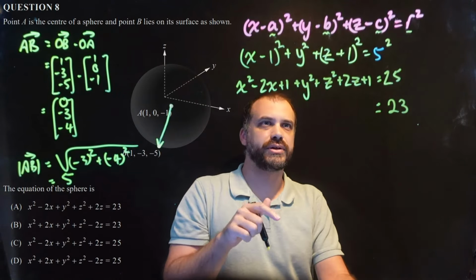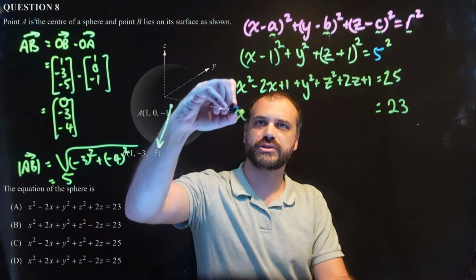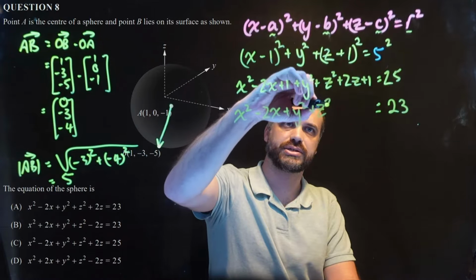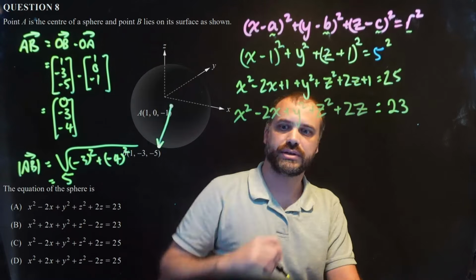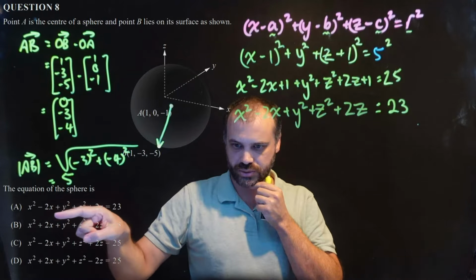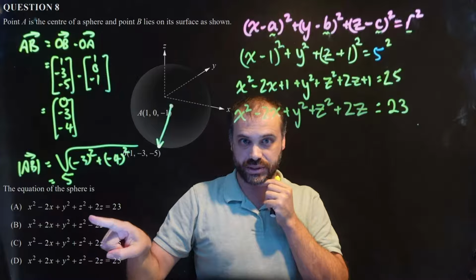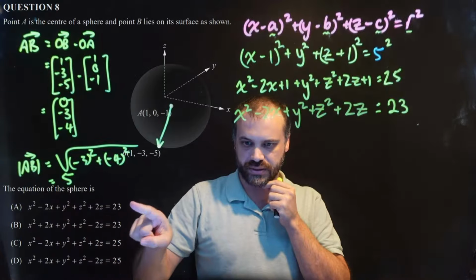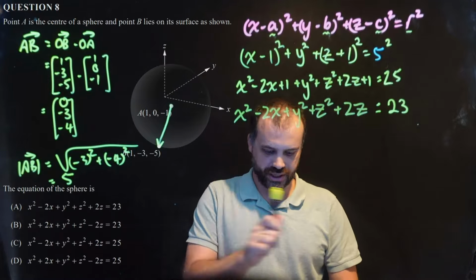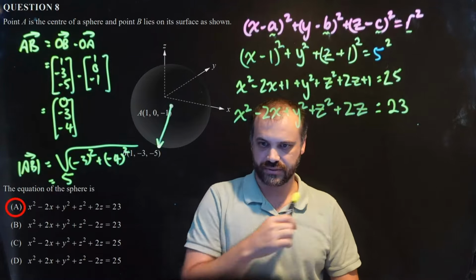And what am I left with here? I'm left with x squared minus 2x plus y squared plus z squared plus 2z. Okay, let's take a look. X squared minus 2x plus y squared plus z squared plus 2z equals 23. Yes, correct. The answer is A.